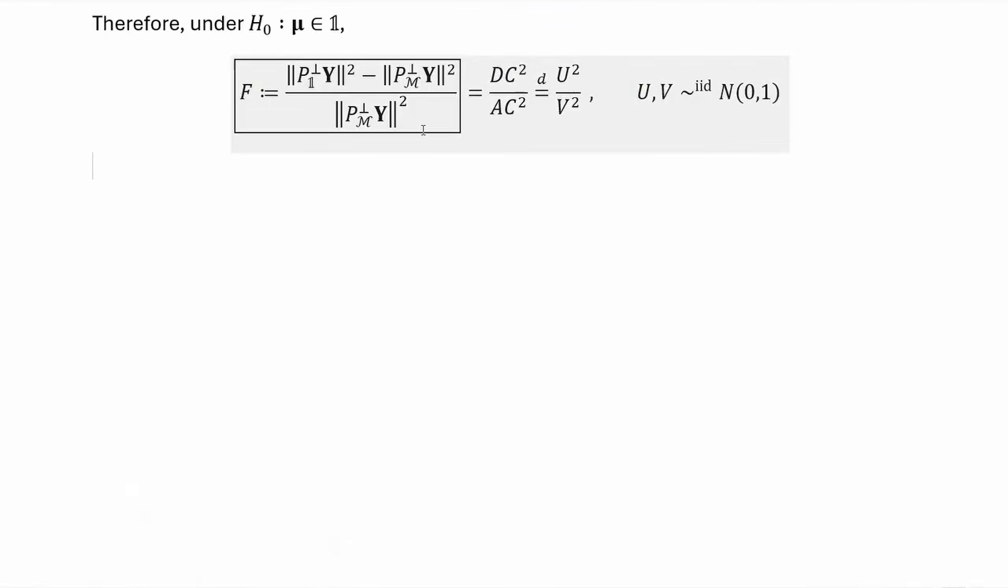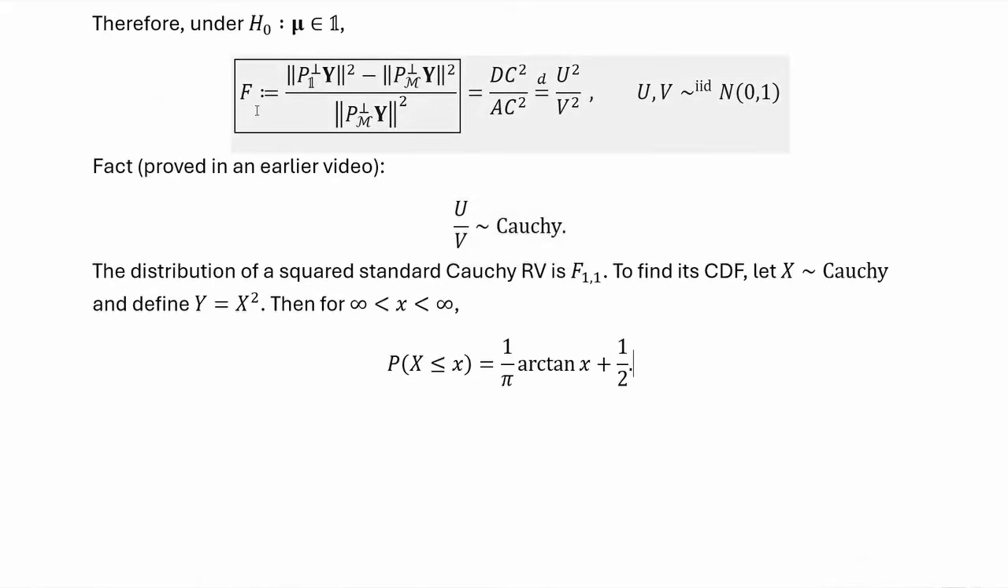And this is exactly our test statistic. The F statistic is defined as DC length squared divided by AC length squared, which is equal in distribution to U squared over V squared, where U and V are IID normal 0, 1 random variables. And the ratio between two normal 0, 1 random variables is actually well known. We made a video a while ago. It's a Cauchy distribution. So this F statistic follows the distribution F11, where the 1 and 1 stand for the degrees of freedom of upstairs and downstairs. So F11 is equivalent to the Cauchy distribution squared.